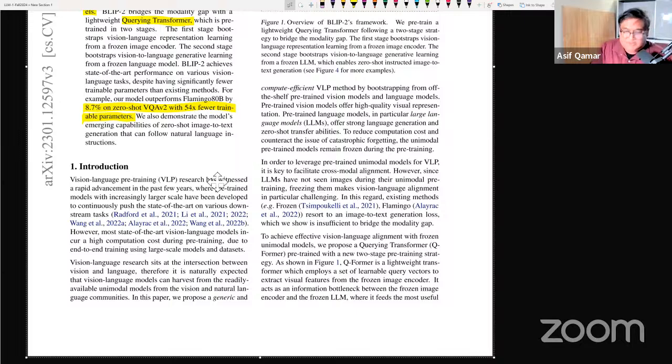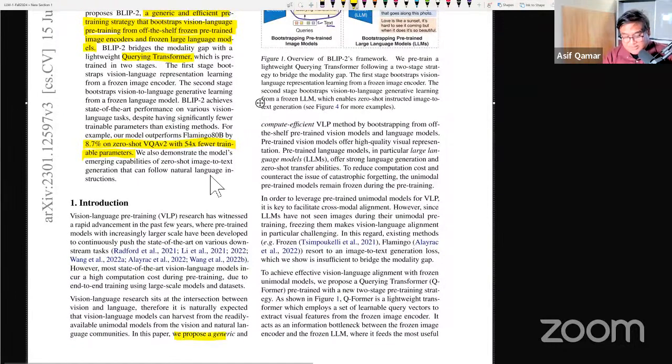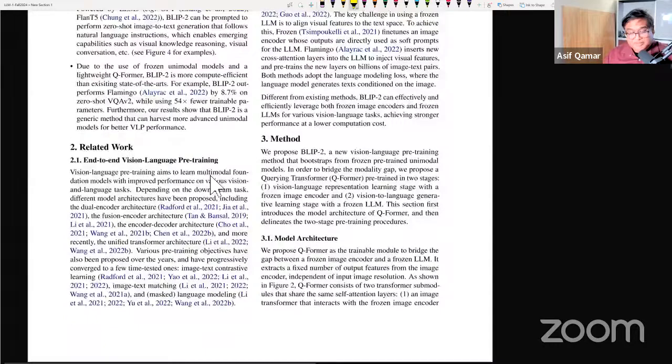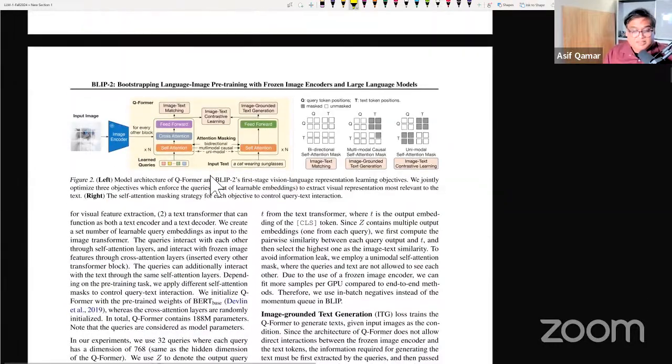So I'll ignore some of the basic things. Visual language sits at the intersection between vision and language. Therefore, it's naturally expected that vision language models can harvest from the readily available unimodal models from vision and natural language communities. In this paper, we propose a generic, compute-efficient VLP method by bootstrapping from off-the-shelf models. I'll ignore most of it because the ideas are very clear. Now let's literally look at how this works.